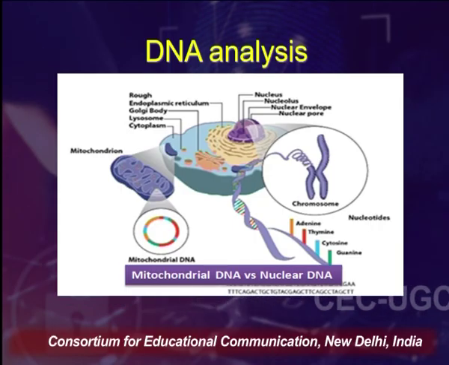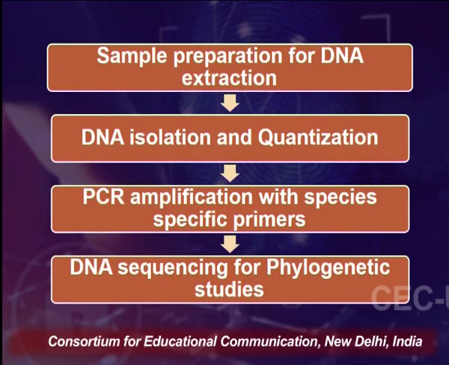So, after we get to know from the CLSM analysis where the DNA is present, we can further go for the DNA extraction. Here I want to point out that depending upon what kind of sample you have encountered in forensic examination from the wildlife, your DNA analysis will be different. The DNA analysis will be dependent upon various things: what kind of sample it is, which species it belongs to, and how to go about it. The procedure involves sample preparation for DNA extraction, DNA isolation and quantization, PCR amplification with species specific primers, and DNA sequencing through which we can go for the phylogenetic studies.